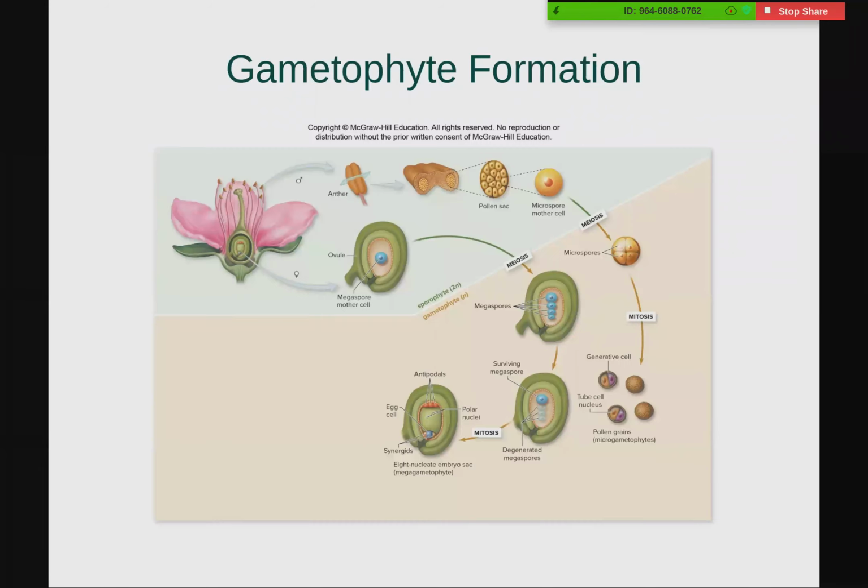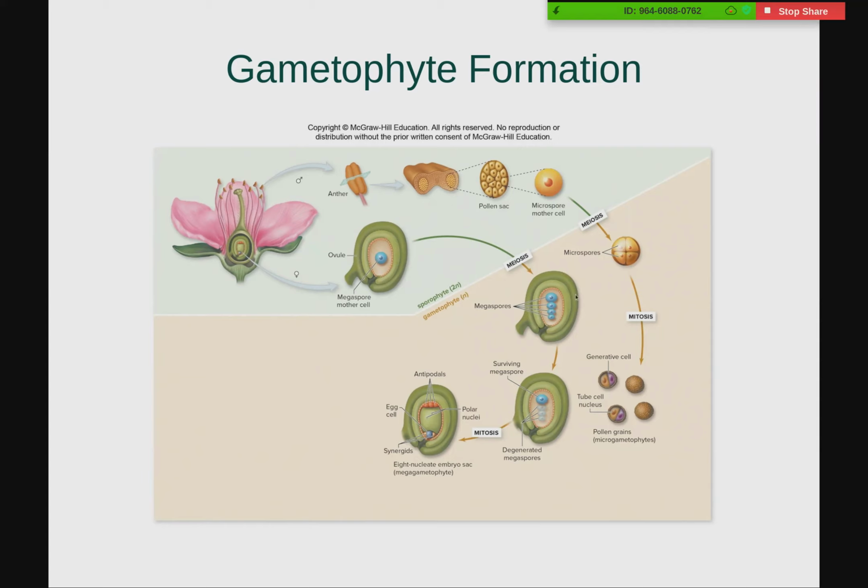So let's just refresh what gametophyte formation looks like. We have the anthers here producing our pollen, and we have the ovules here producing the eggs. We have that double fertilization event that occurs here, going from the gametophyte to the sporophyte generation.